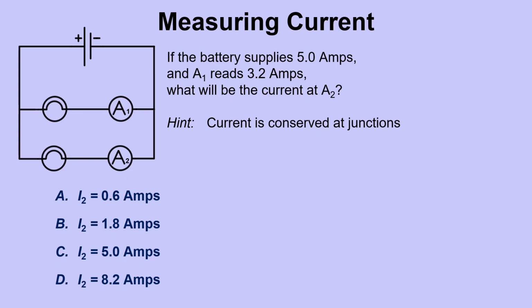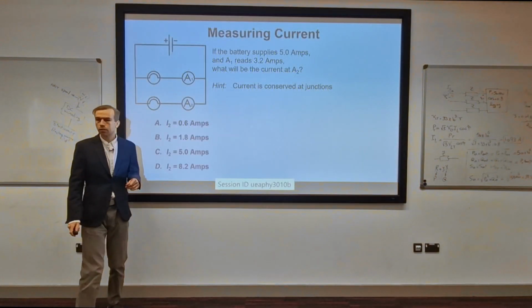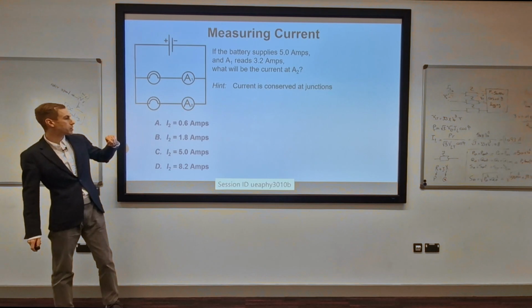So just remember with this one, current's conserved at junctions. So we can use that to figure out what the current going through the second light bulb has to be. All right, let's see what everybody thinks for this one. What's the current going through our second light bulb here?